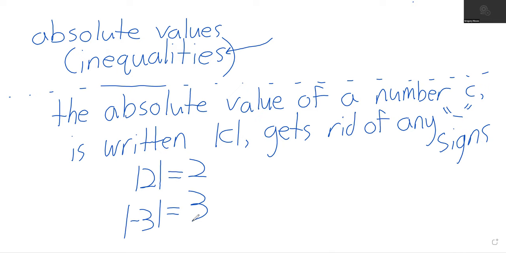So 2 doesn't have any negative signs to begin with. The absolute value of 2 is 2. Negative 3 does have a negative sign. The absolute value gets rid of it. The absolute value of negative 3 is positive 3.